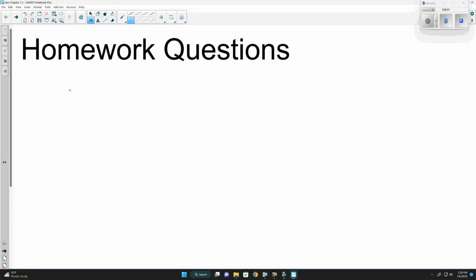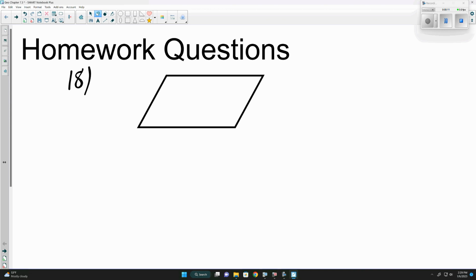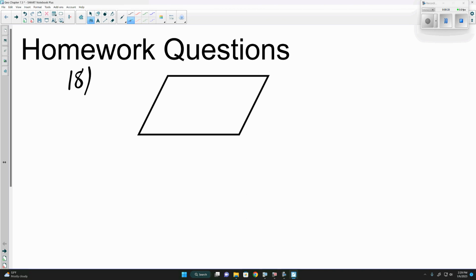All right, guys, so we're going to look at number 18 before we get started. So this is the shape we have here, and they tell us that this is D, this is C, this is B minus 10, and this is B plus 10.